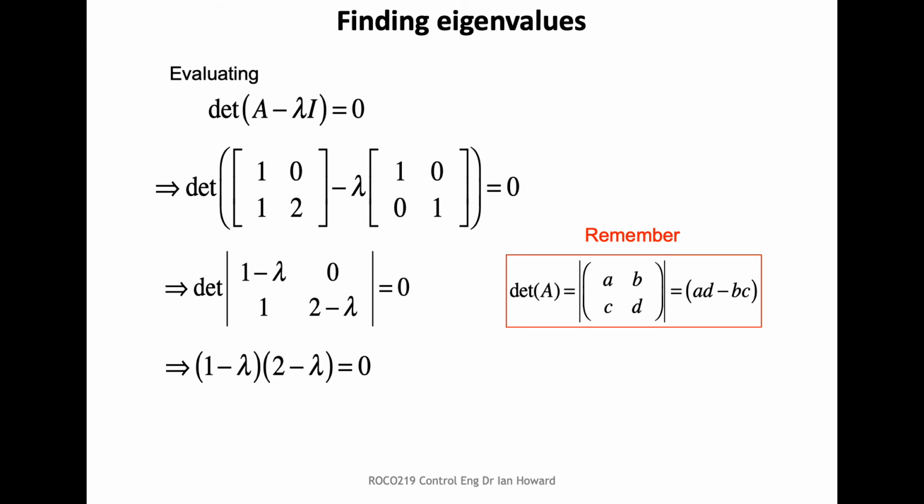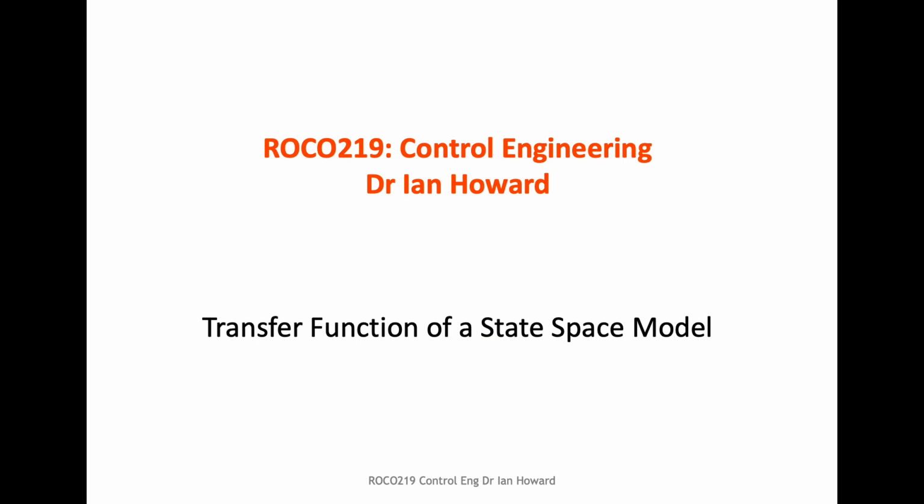Now by inspection we see that this has a solution when either of these terms in brackets goes to 0, and that's quite easy to find. So when lambda is 1, the first bit goes to 0, and when lambda is 2, the second bit goes to 0. So the solutions then are lambda equals 1, lambda equals 2. Okay, so that's a little bit on how we calculate eigenvalues.